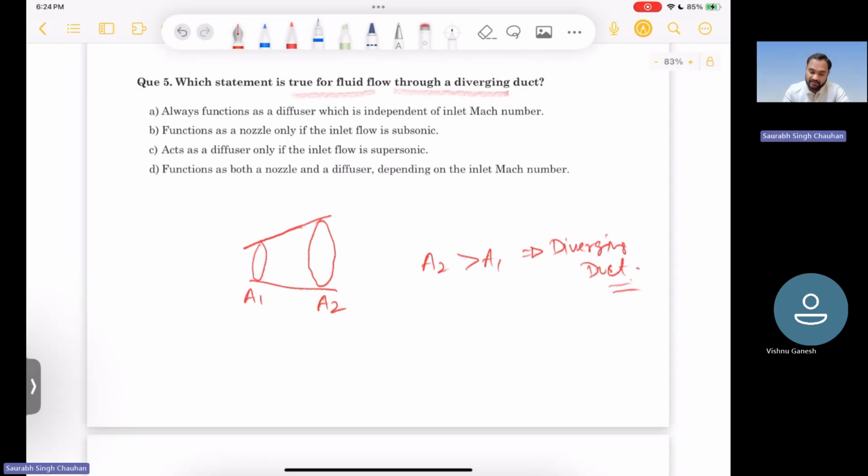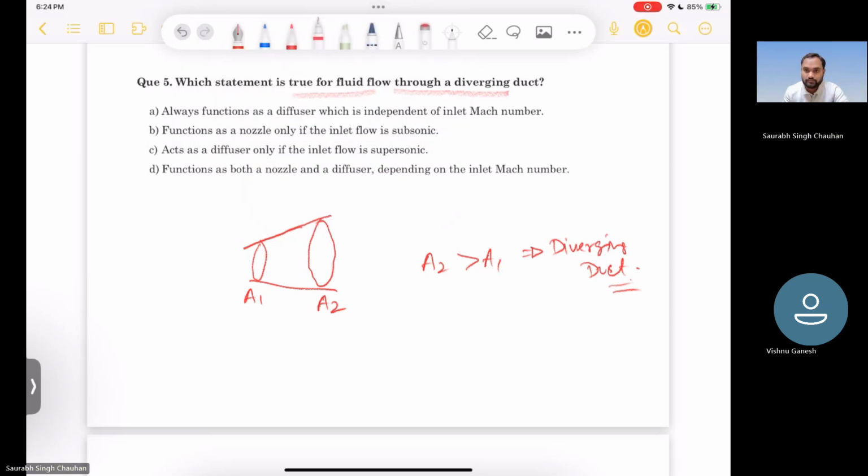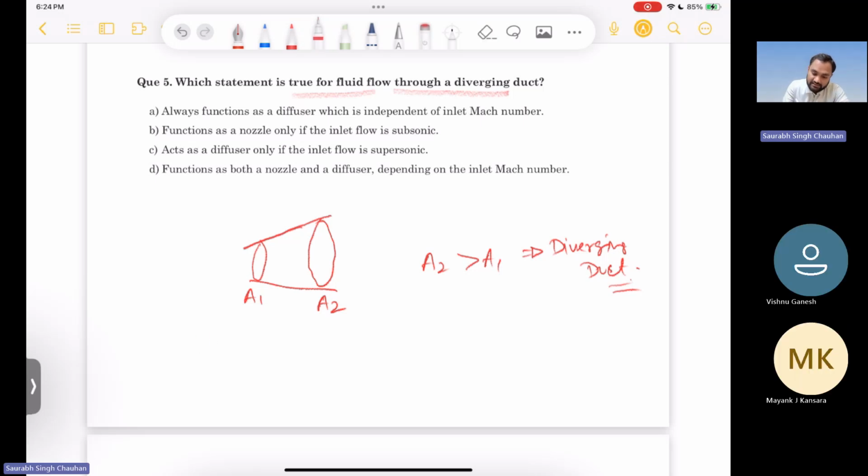So there is a relation involving the Mach number. I will write this relation that has been discussed in the lecture. dA/A is equal to (M squared minus 1) dV/V. Here A is the cross-sectional area, M is the Mach number, and V is the velocity. So now we can answer this question.